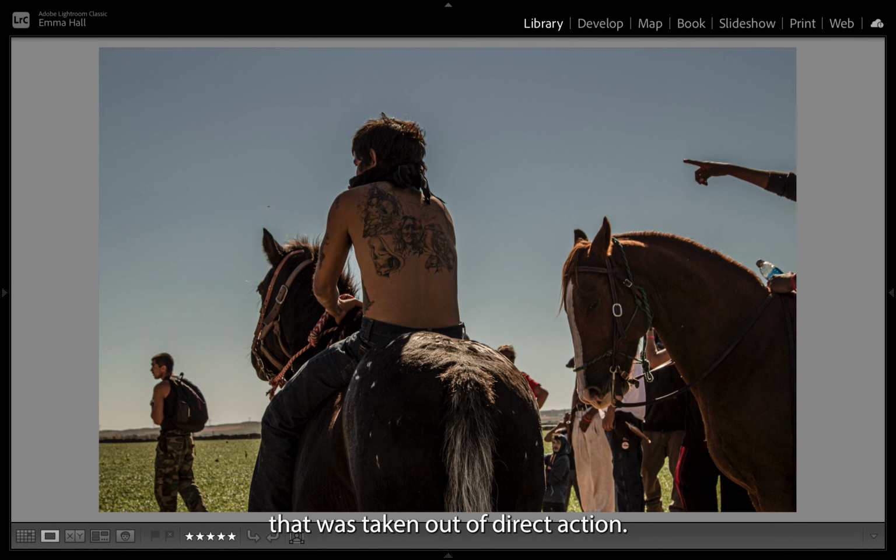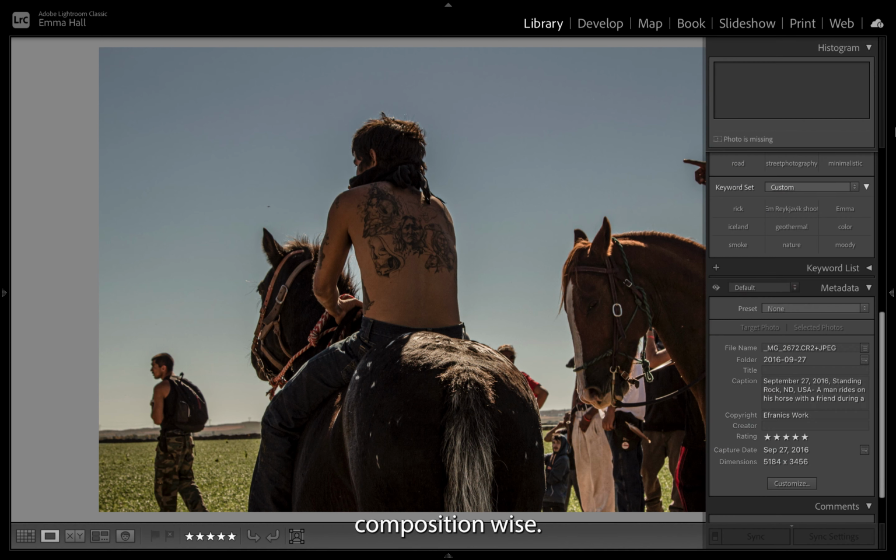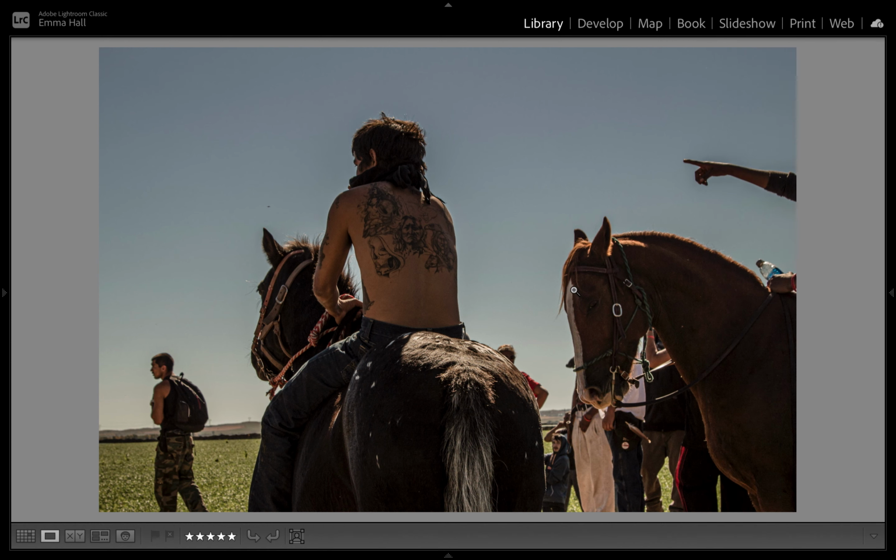Then there's this one. It was taken at a direct action. I love this photo. I love this guy. I love his back tattoos. I love the horses. I love the finger pointing. I love the green, the blue. Again, the lines, boom, boom, boom, boom. Just draws your eye. I think it's a good photograph composition-wise. So definitely keeping that one.